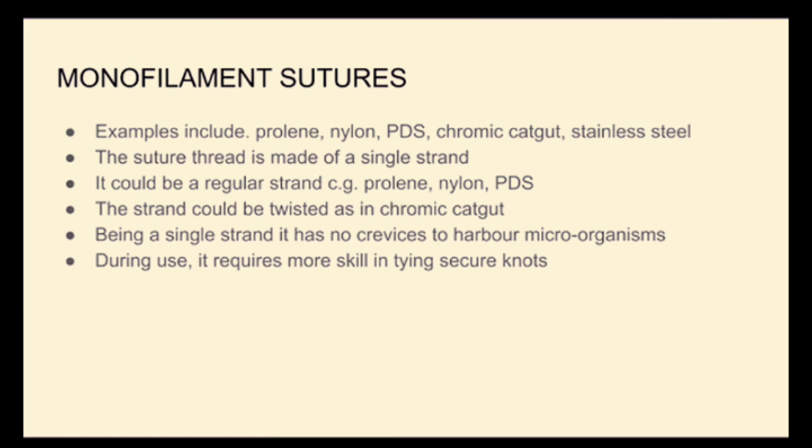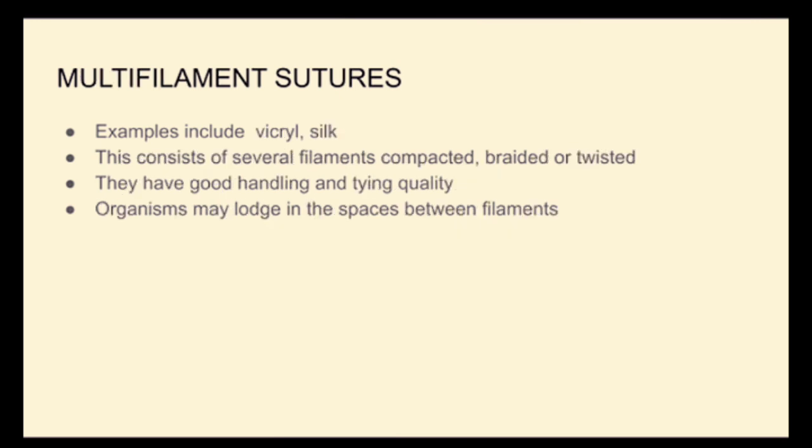Monofilament sutures, examples like prolene, nylon, PDS, chromic catgut. This is based on their structure. The thread is made of a single strand. However, the strand may be a regular strand, like in prolene and nylon, or it could be twisted, like in chromic catgut. Because it's a single strand, it does not have crevices that harbor microorganisms. However, during use, it requires more skill in tying the knot securely.